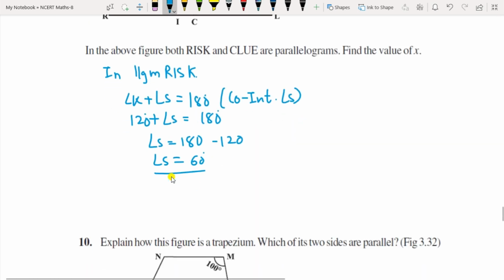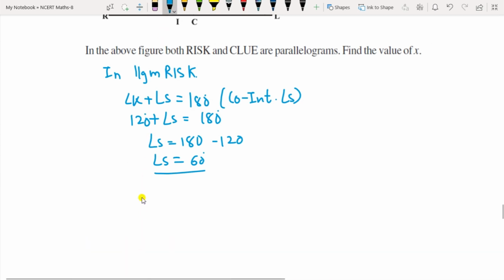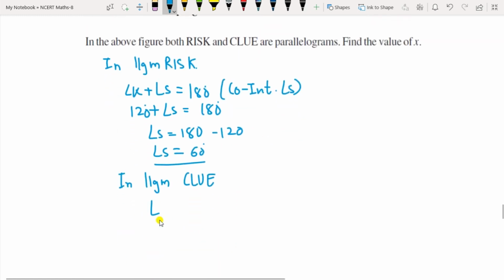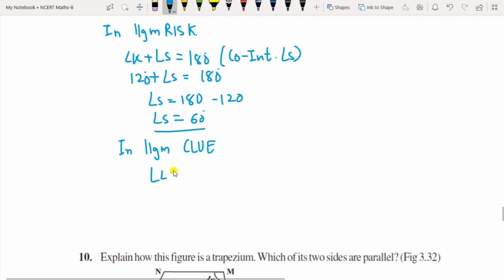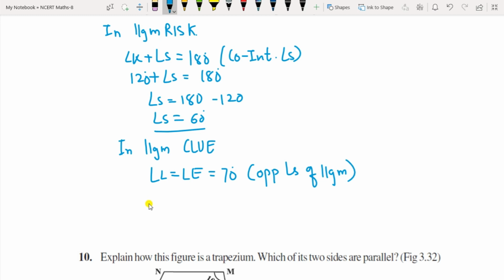So you have to write the reason that in parallelogram CLUE, angle L equal to angle E, and how much it is, you have to write, equal to 70. The reason is opposite angles of parallelogram are equal.